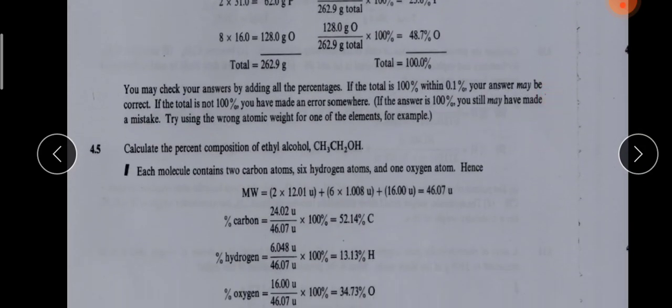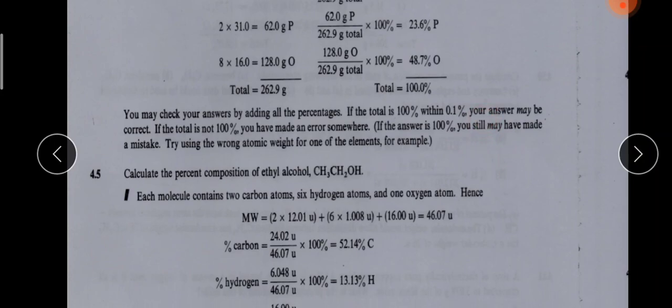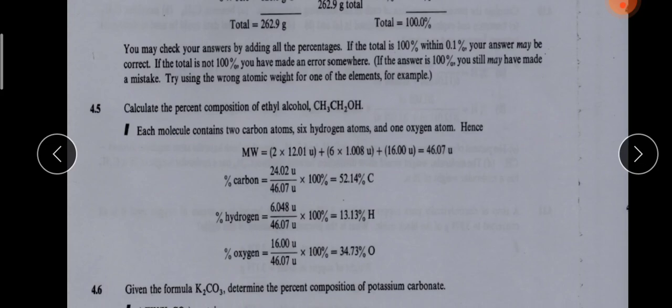Then calculate the percentage composition of ethyl alcohol. It is again a very simple one. First of all, you have to calculate the molecular weight. How can we calculate the molecular weight? By counting how many carbons are there: 2 carbons. How many hydrogens are there? 6 hydrogens, and 1 oxygen. You can add the atomic masses of these atoms and you will get the molecular weight. Then you can calculate the percentage of carbon, percentage of hydrogen, percentage of oxygen.